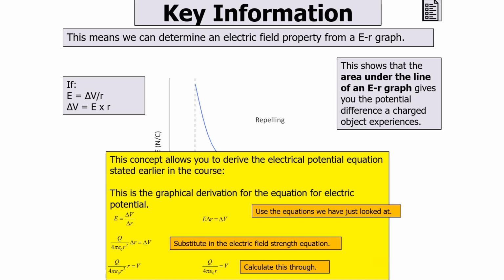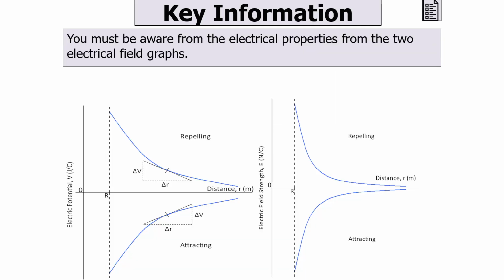This concept allows you to derive the electrical potential equation stated earlier in the course. It's the graphical derivation for the equation of electrical potential. We know E is equal to V over R, so V is equal to ER, so we know V is equal to Q over 4 pi epsilon 0 R squared times R, so at that point we can say V is equal to Q over 4 pi epsilon 0 R. So you must be aware of the electrical properties from two electrical field graphs.